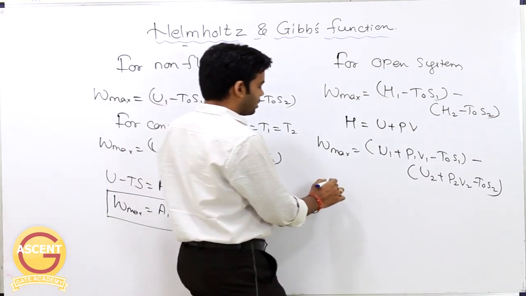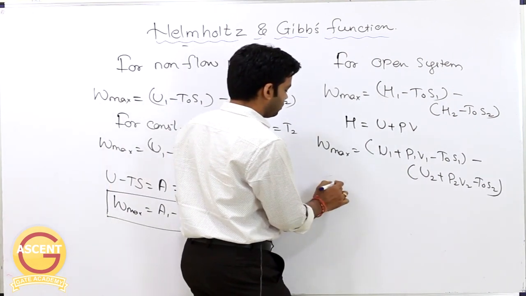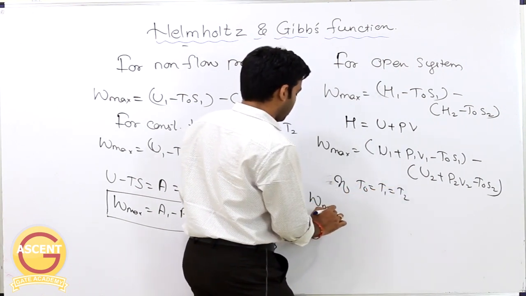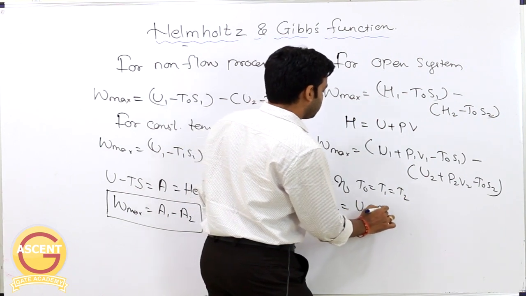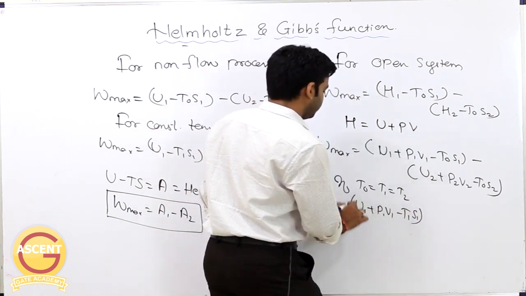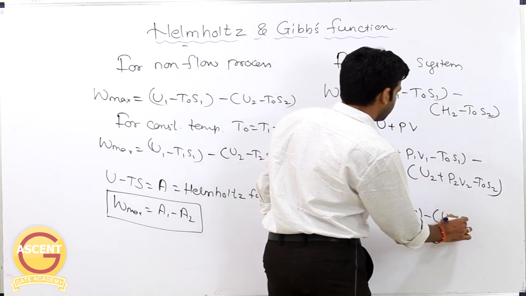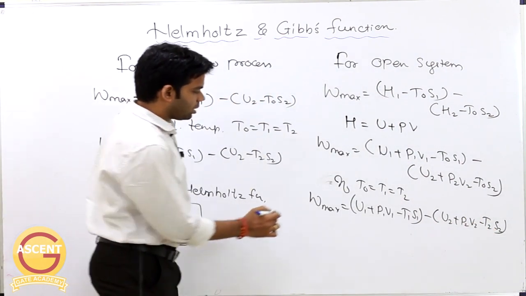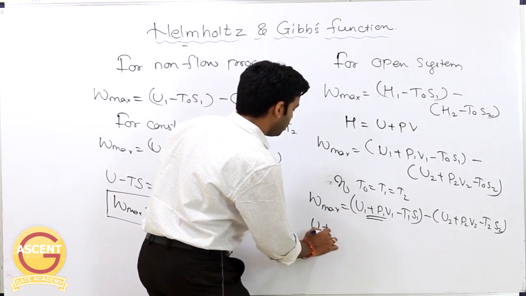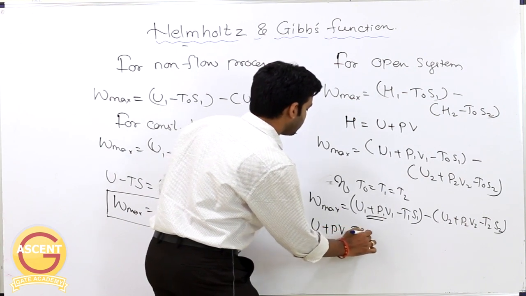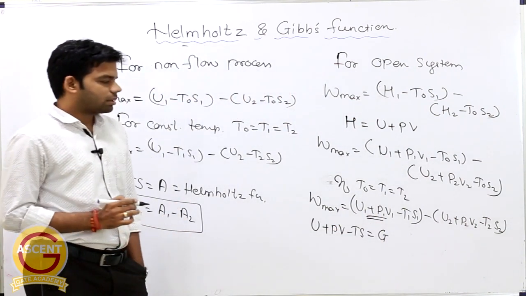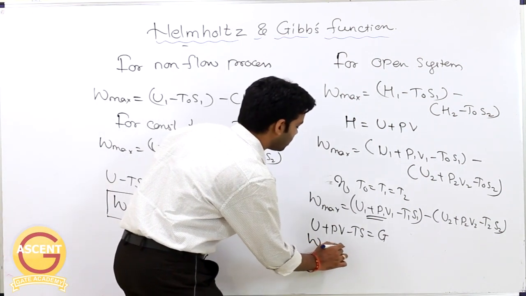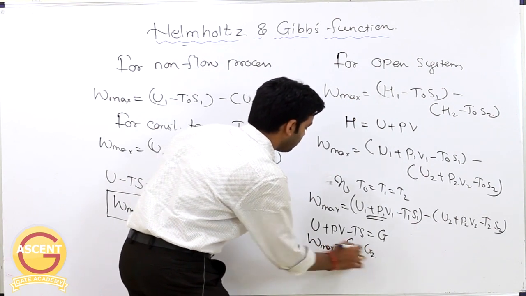Okay. Now, for constant temperature process, if temperature is constant, that means T naught is equal to T1 is equal to T2. So this W max can be written as U1 plus P1 V1 minus T1 S1 minus U2 plus P2 V2 minus T2 S2. Getting this or not? Okay. So here is another function you have got, this U plus P into V minus T into S, which is nothing but G, which is nothing but Gibbs function. Okay. So this maximum work in case of open system is nothing but change in Gibbs function.